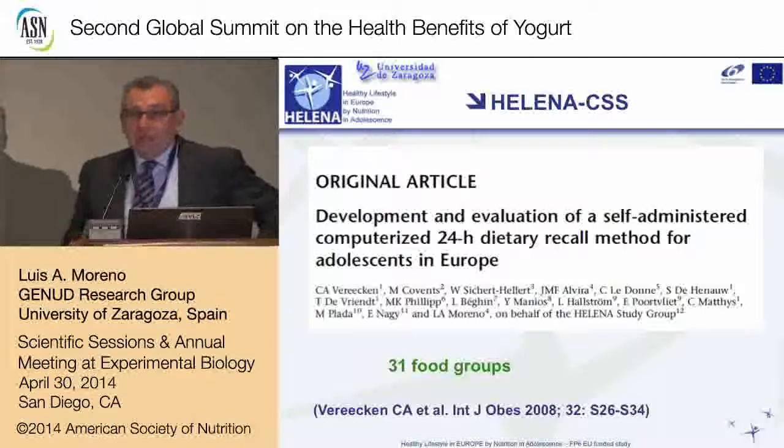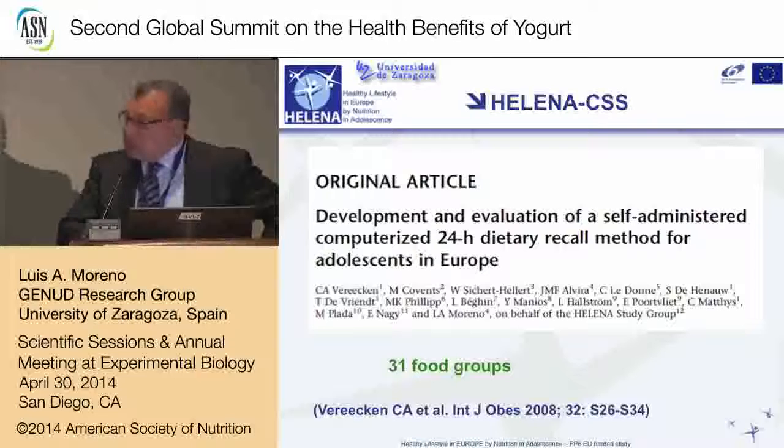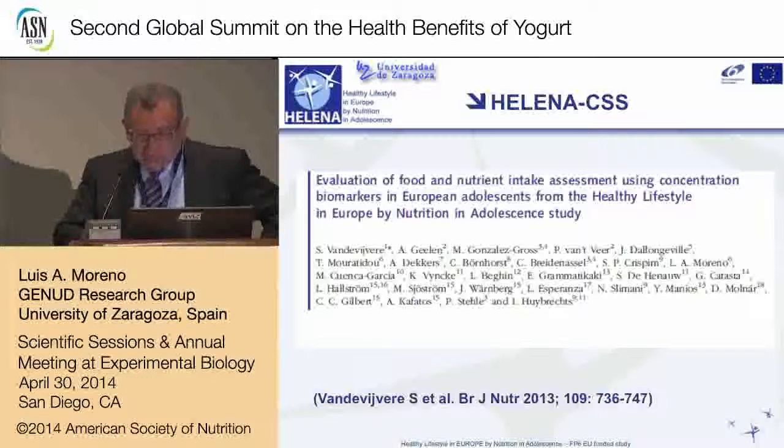And we did validation of the tool. Here in this paper, we describe the development and evaluation of this 24-hour recall. It is important to highlight that we consider 31 food groups that were the target for the analysis we did for this presentation. And we also did a validation, I don't have time to go into the details, comparing the food and nutrient intake and concentration biomarkers in these adolescents.